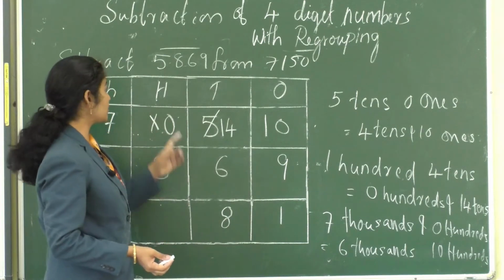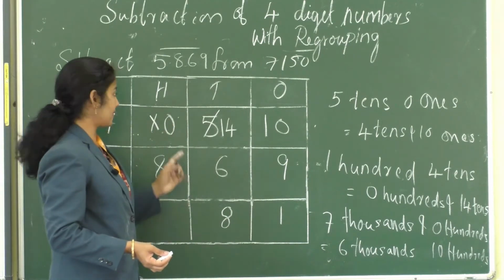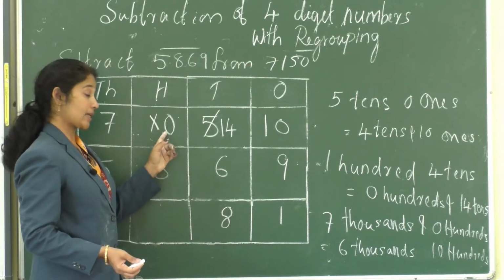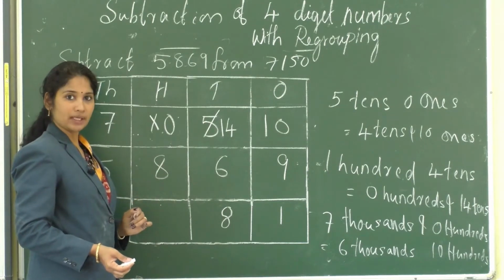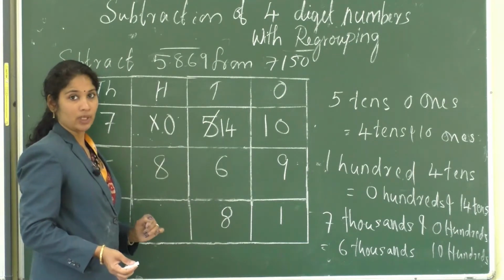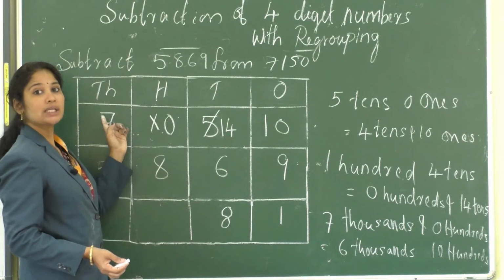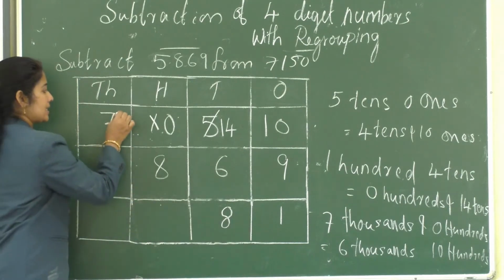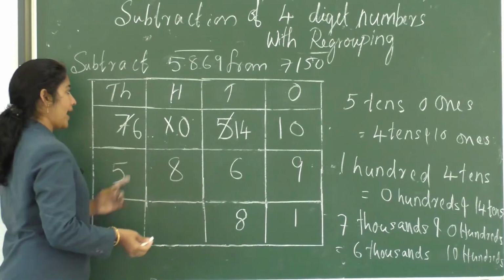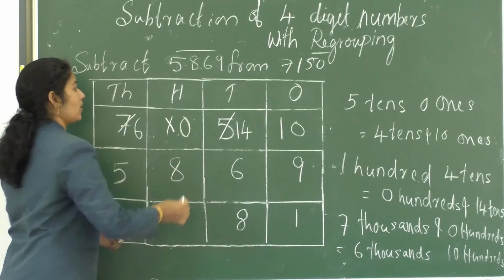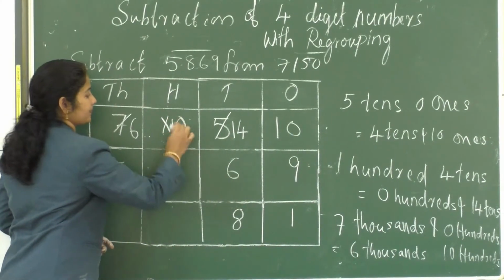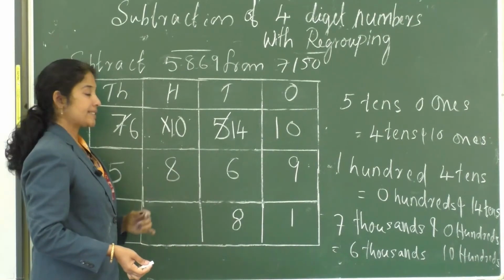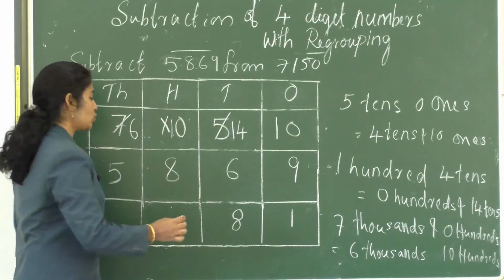Next which place we have to? Yes, hundreds place. We have here 0 and 8. Yes, 0 is smaller and 8 is bigger. We have to regroup. We have to borrow 1 from the thousands place. Now 7 will become 6,000 and 0 will become 10. Now we have 10 and 8. What is 10 minus 8? Yes, 2.